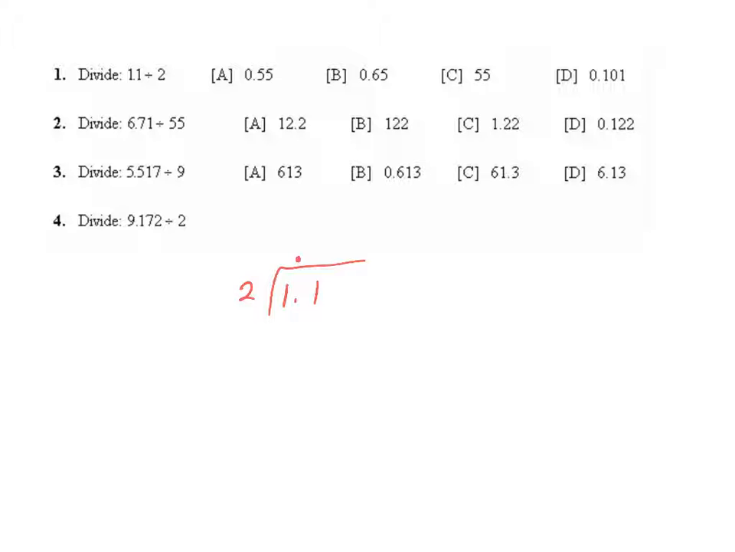Now that I have the decimal point in the correct place, I can go ahead and divide this just as if it were 11 divided by 2. So 2 doesn't go into 1, but it goes into 11 5 times. And there's 1 left over.